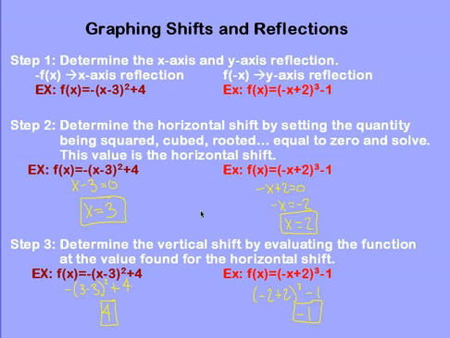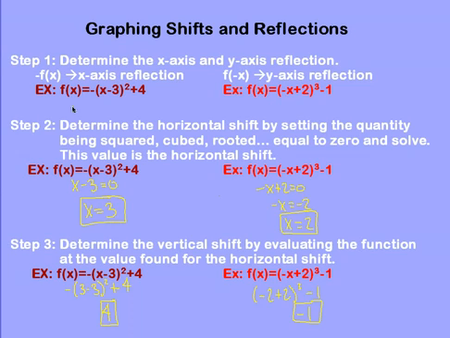Today we're going to take a look at graphing shifts and reflections of functions. And I've broken it down into 3 steps, which will hopefully make this process much easier. The first step is you want to determine if there's any reflection going on within your function based off of the parent function. You could have reflection over the x-axis, the y-axis, both axes, or neither.